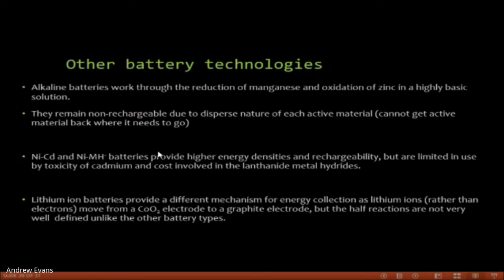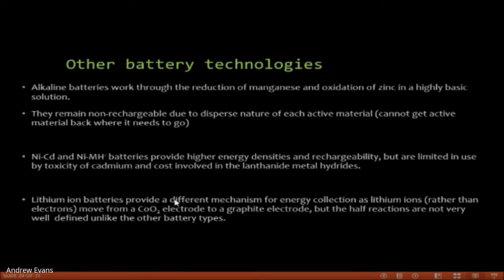Now, if you look, there are some other ones, nickel cadmium and nickel metal hydride. These guys, as we move up, have similar reactions, much higher energy densities, and very good rechargeability. However, they are in limited use because of nickel and cadmium; cadmium is kind of toxic. And with the nickel metal hydrides, we need lanthanides and actinides. Well, just lanthanides, but those are rare earth metals. They're not cheap to get, so we don't use those nearly as much because they make more expensive batteries.